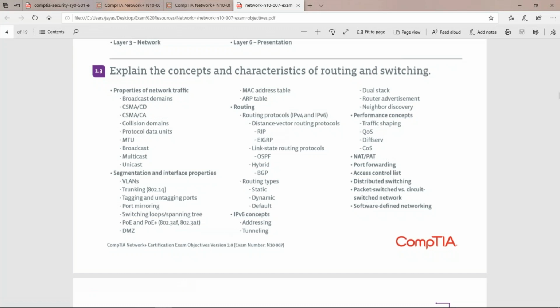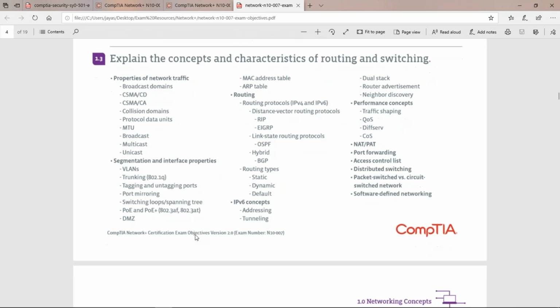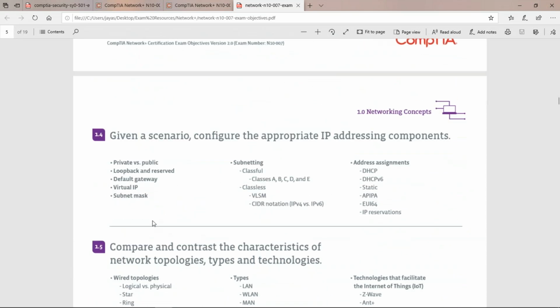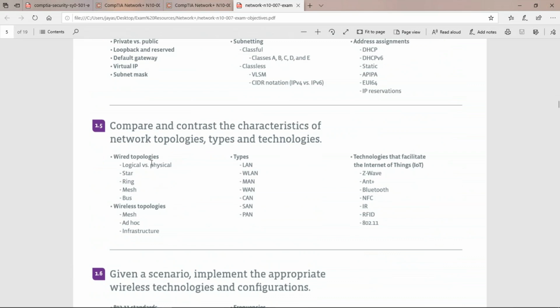Let's see: switching, spanning tree, power over Ethernet, DMZ, MAC address table, ARP table. Public versus private, loopback, default gateway, logical versus physical. Just went over that.